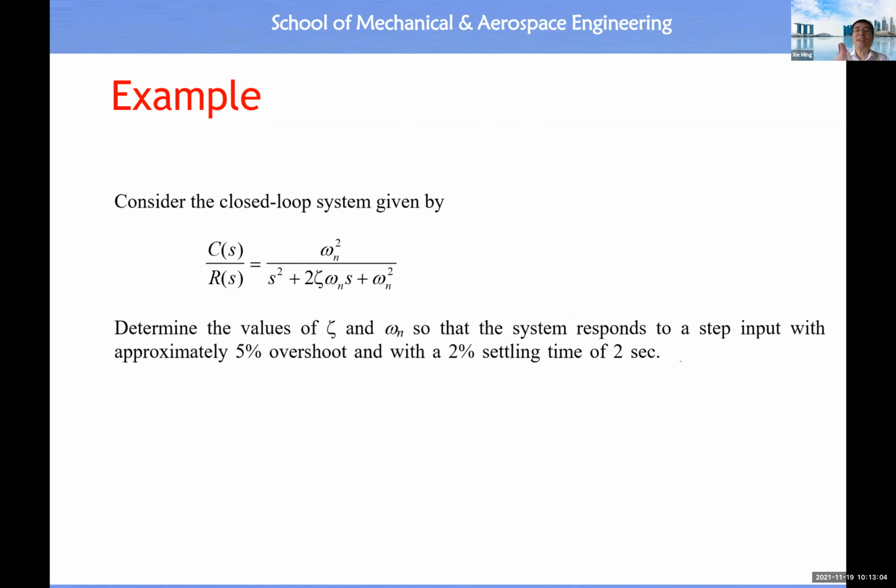Okay, so I use one example to show you how to apply this second method. For example, we have this transfer function for the closed loop control system. Now, based on the requirement of your application or your robot, you want zeta and omega n to take some specific values so that the maximum overshoot is just 5%. This is very, very small, very good stability. And the settling time should be less than 2 seconds. And the error band should be 2%, all right? So this is a design specification.